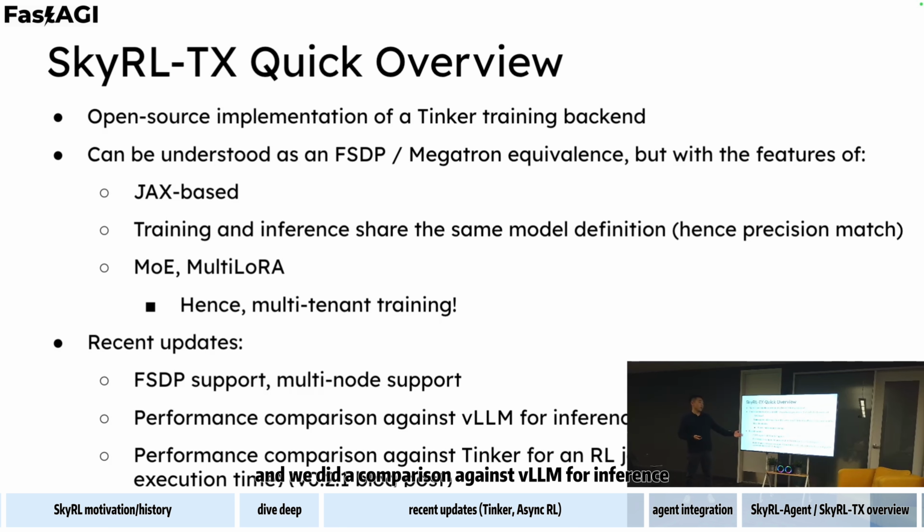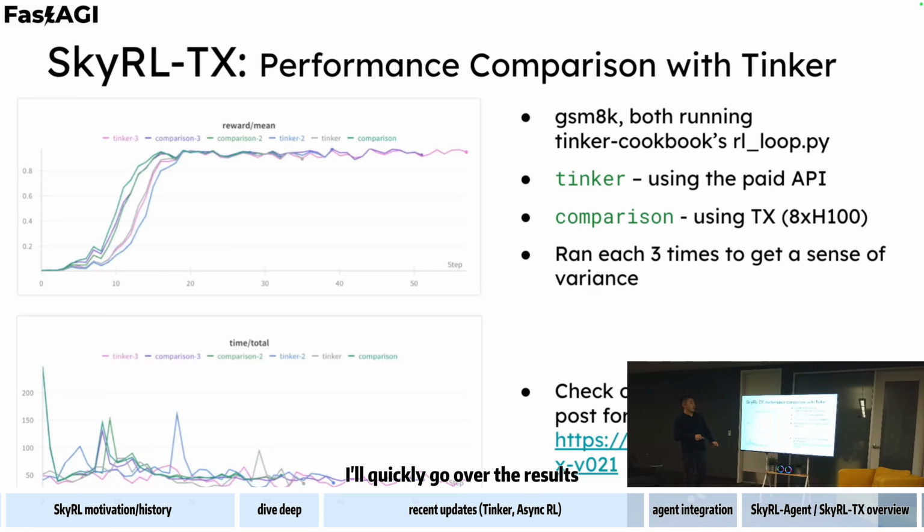And we did a comparison against vLLM for inference, because here we said we support inference, so we need to compare against vLLM. It's in the 0.2 release blog post. And there's also performance against Tinker itself for an RL job, GSM8K specifically. I'll quickly go over the results.